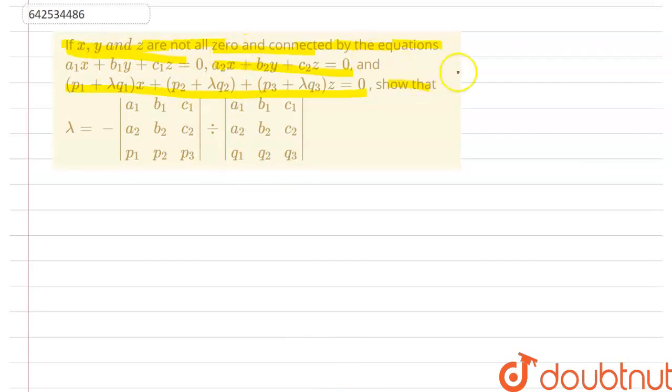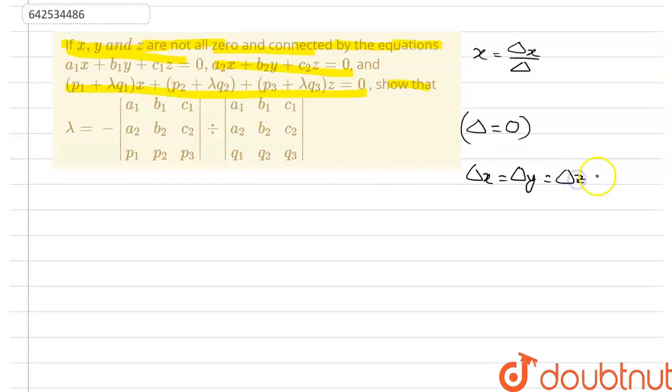What does it say? Now, x is equal to del x by del. Similarly, y is equal to del y by del and z equals del z by del. So they are not all 0, which is only possible when del is equal to 0. Since the constant part is equal to 0, this implies that del x will be equal to del y will be equal to del z. This will be equal to 0. So only if del is equal to 0, then only in that case we will have a solution. Otherwise, if del is not equal to 0, we will not have any solution.